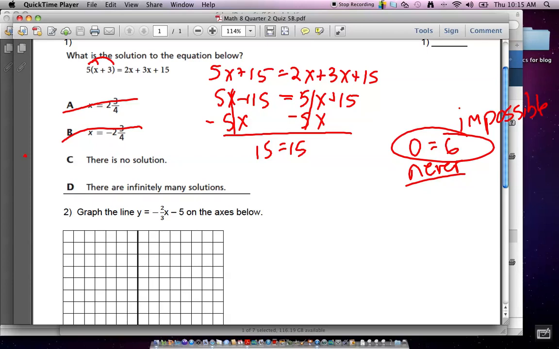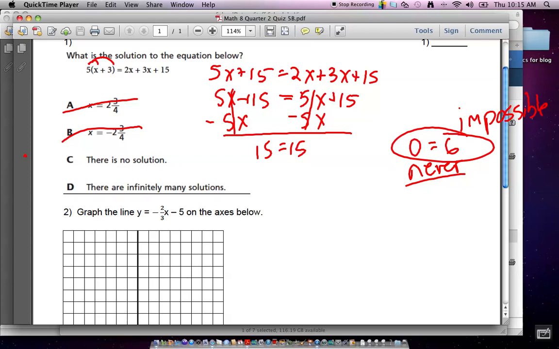0 equals 6, that'll never happen. That's impossible. Got to be choice C. There's no solution. 15 equals 15? Yeah, that's true. It's not only true now, it'll always be true. It's true for anything. For any x I put in there, it'll always work out that 15 equals 15, no matter what the x is. So that means there are infinitely many solutions because it doesn't matter what the x is, it always works.